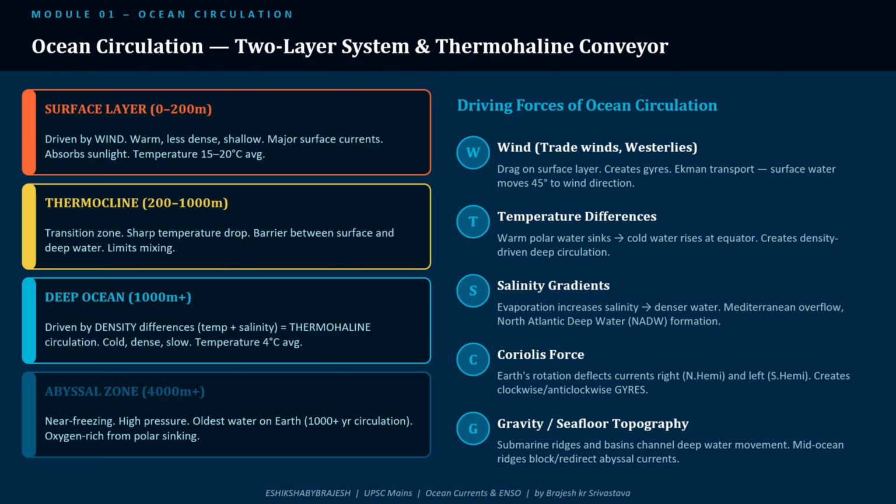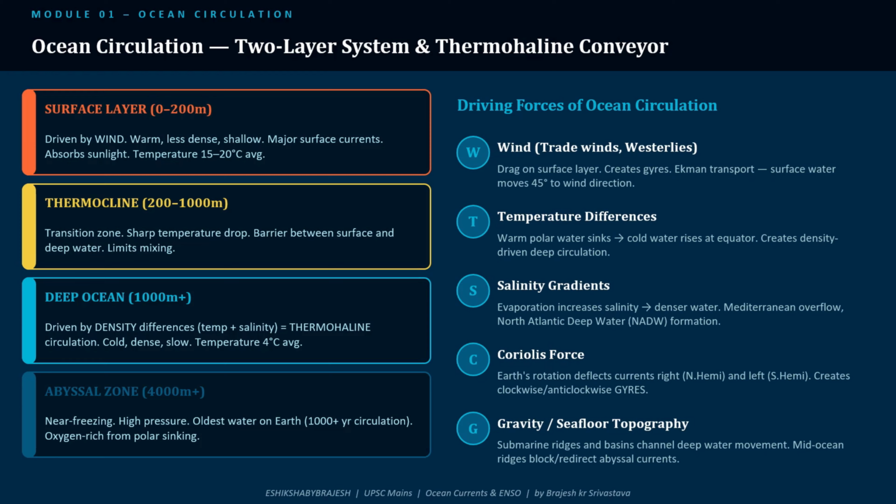This creates a global conveyor belt, also called the Atlantic Meridional Overturning Circulation, or AMOC, that moves water continuously around all the world's oceans over a period of roughly 1000 years. Now look at the 5 driving forces on the right side of the screen. Wind is the primary driver of surface currents.